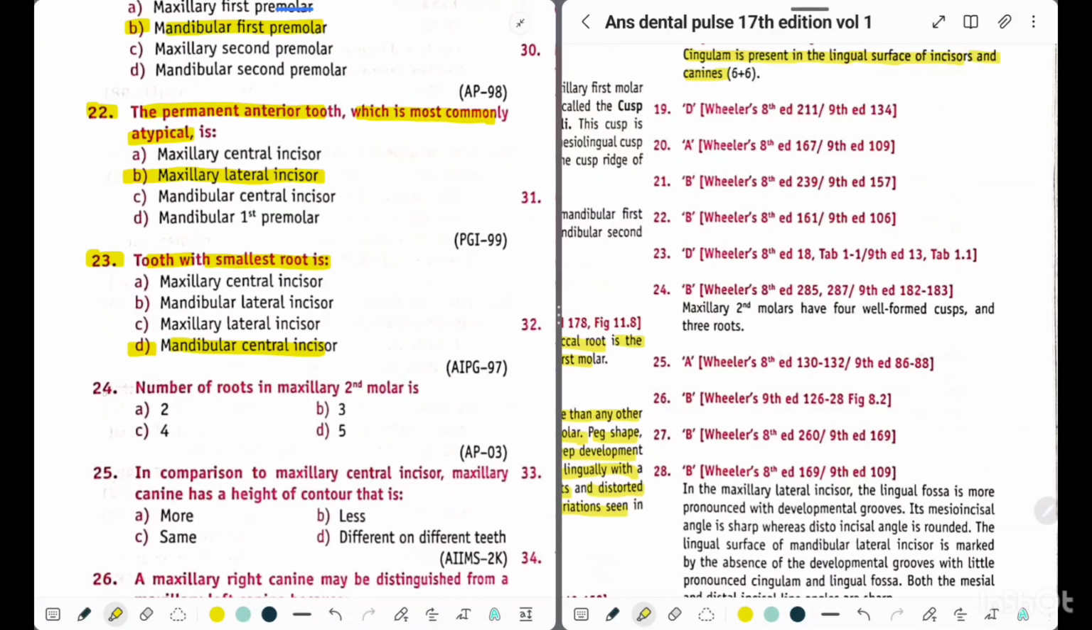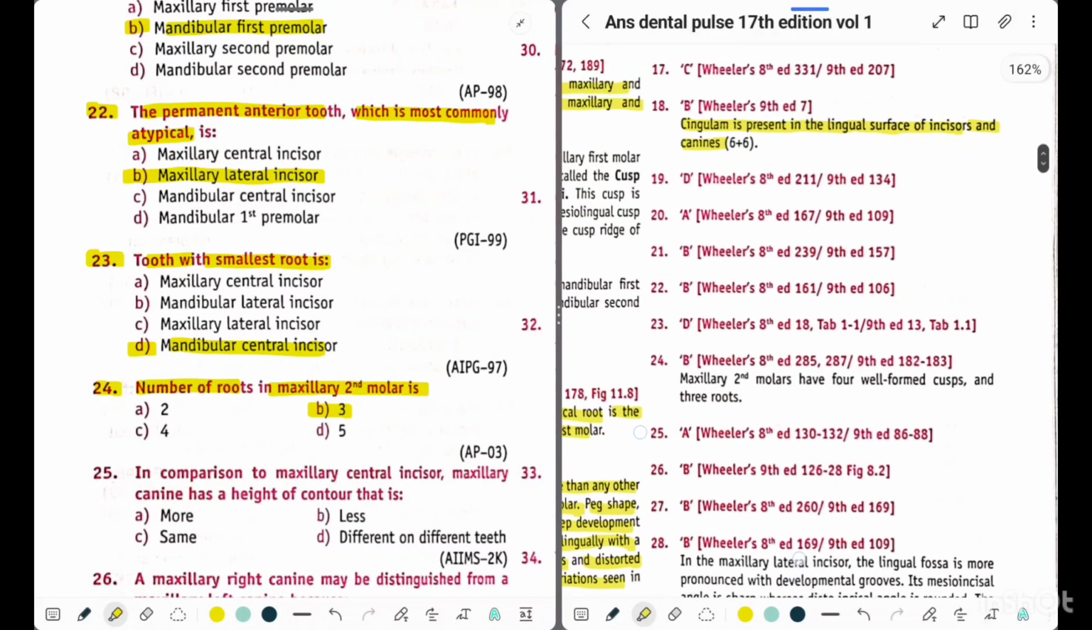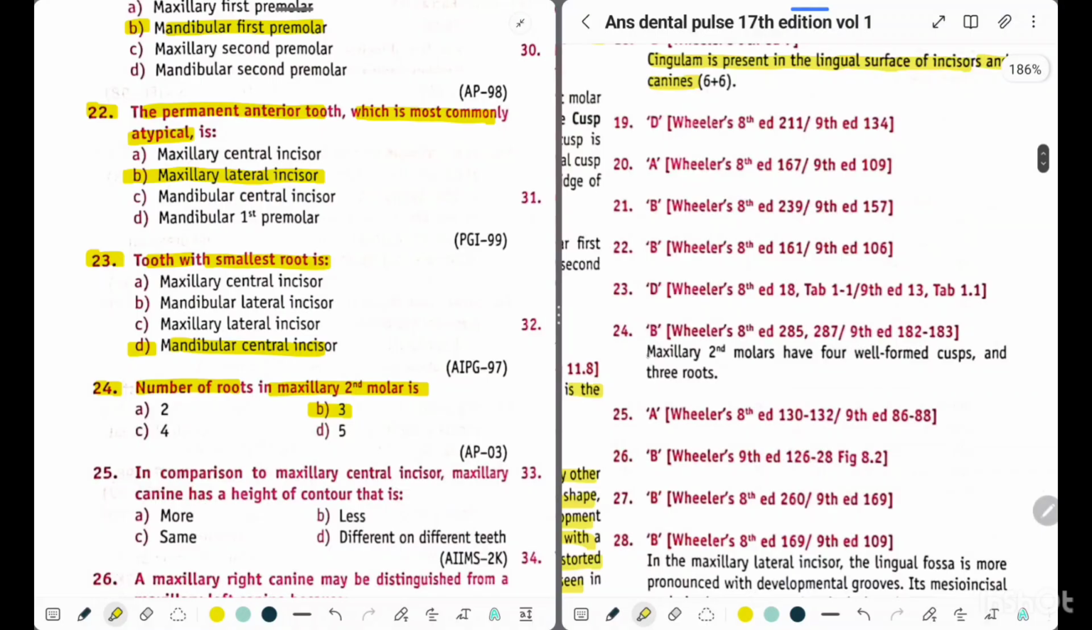Question 24. Number of roots in maxillary second molar. Its answer is 3. Maxillary second molar contains 3 roots. Maxillary second molars have 4 well formed cusps and 3 roots.